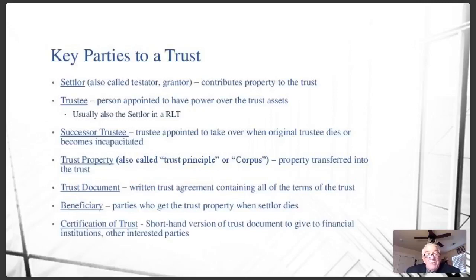The trust property, of course, or the assets in the trust, is also called the trust principal or the corpus, and that's the property that you transfer to the trust. The trust document is the declaration of trust, that is a written agreement and contains all the terms of the trust. The beneficiary or beneficiaries are the parties who get the trust property when the settlor dies.